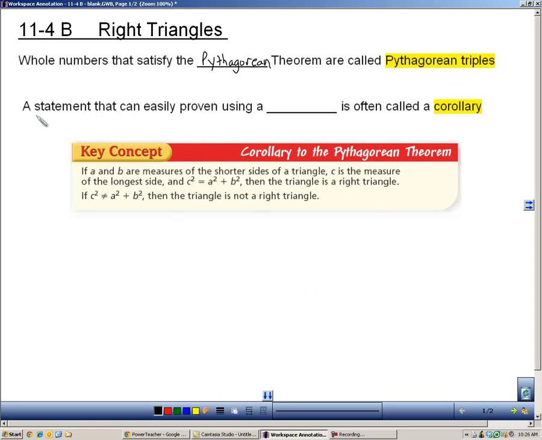A corollary is a statement that can be easily proven using a theorem. And so you see this corollary for the Pythagorean theorem, and it's fairly simple. It just says that if the Pythagorean theorem works for three numbers, then you have a right triangle. But if the Pythagorean theorem does not work, if you plug three numbers in and they don't work, then you know for sure that you do not have a right triangle.